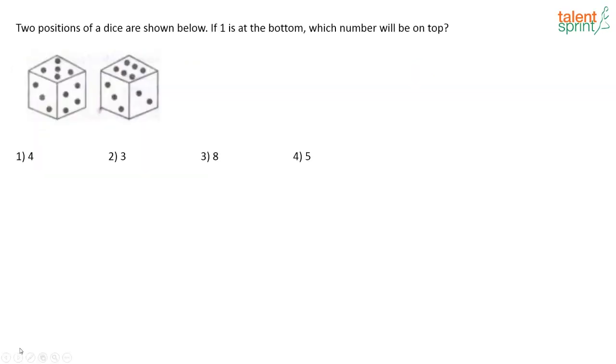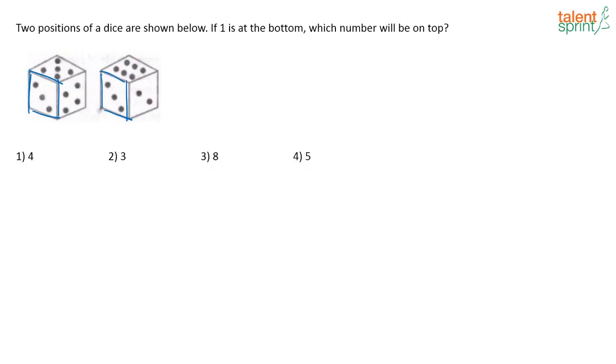Next one. 2 positions of a dice are shown as below. If 1 is at the bottom, which number will be on top? See, again a very easy question. What is given here? You have a dice. If you look at both the dice that they have given, the common face in both of these pictures is this 3, right? The face which has 3 dots in it. Here also I have a face which has 3 dots in it.